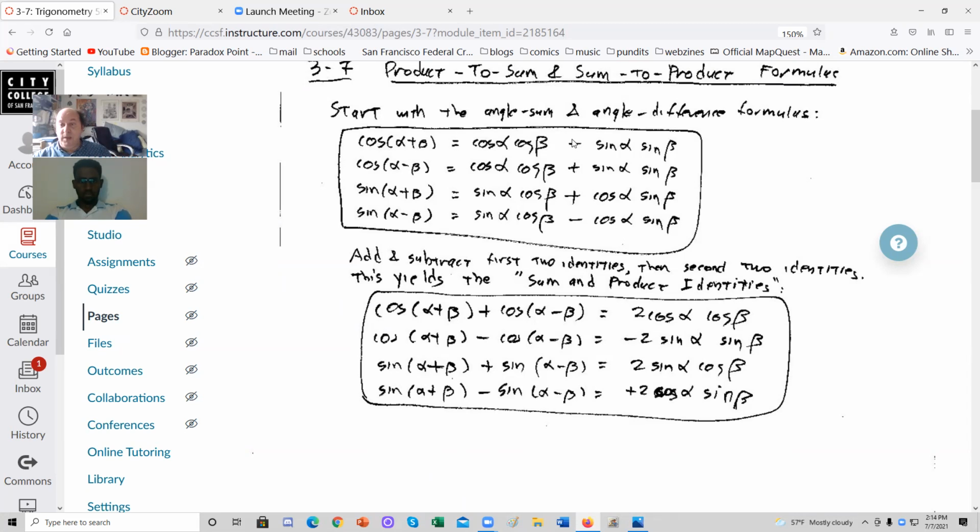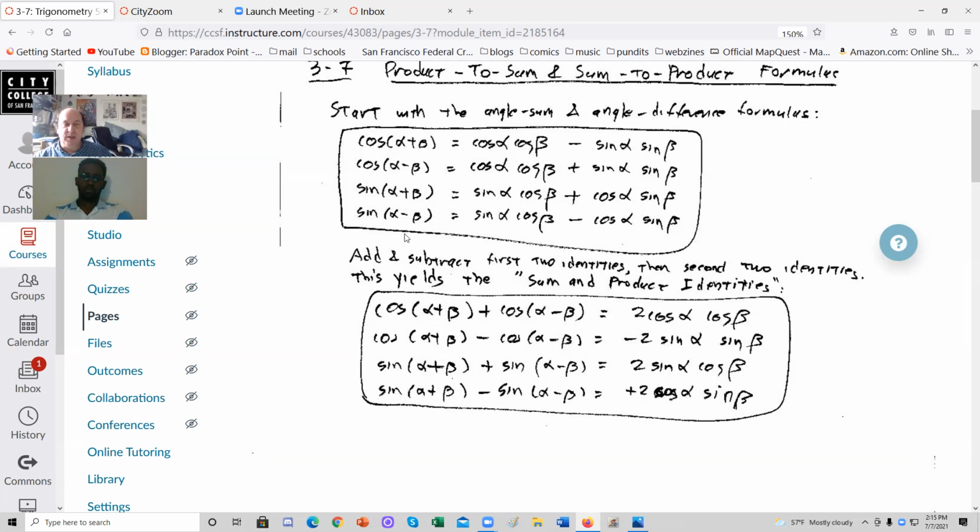Okay, notice there's some plus. These have a lot of terms in common. And here's a plus and a minus. So if, for example, we add this to this, cosine of the sum plus cosine of the difference, then the sine alpha sine beta cancels, and we're left with cos alpha cos beta twice. So cosine of alpha plus beta plus cosine of alpha minus beta is twice cos alpha cos beta. And if we subtract them instead, these terms cancel, and you get minus, minus another minus is minus 2. So cosine of alpha plus beta minus cosine of alpha minus beta is minus twice sine alpha sine beta.